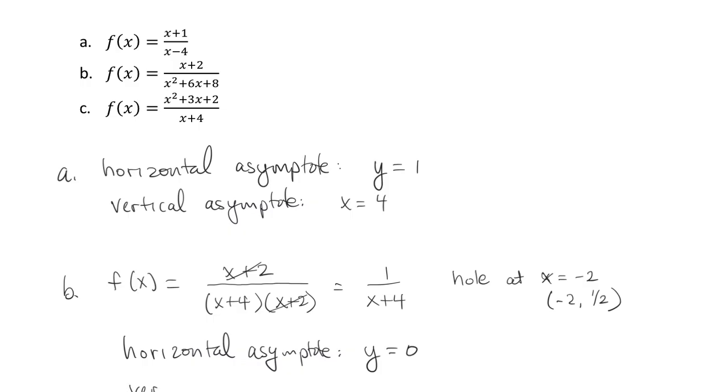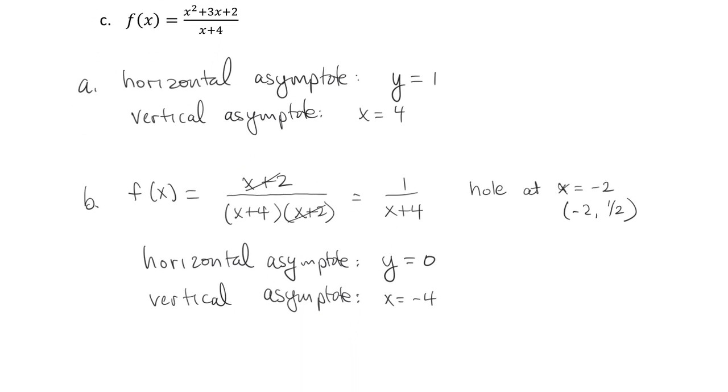The vertical asymptote is the domain restriction from the remaining factor that was not canceled out, x equals -4.